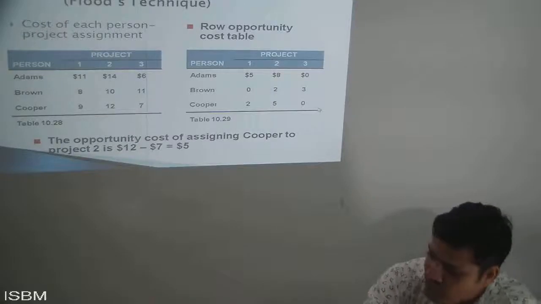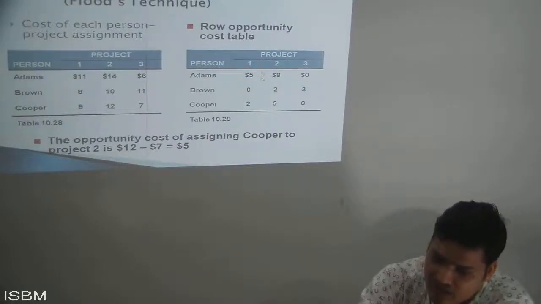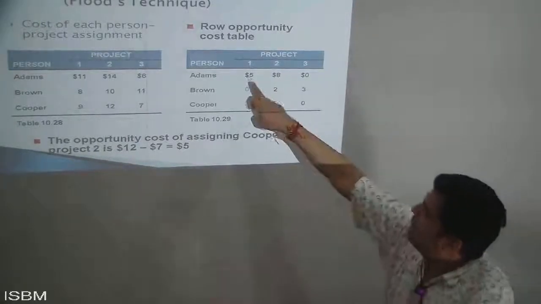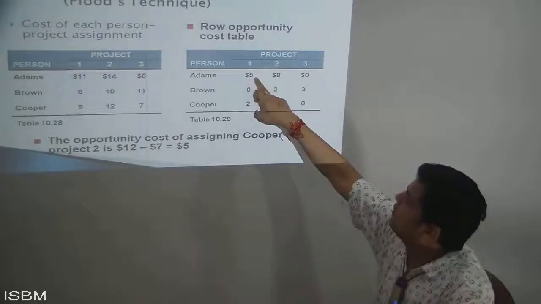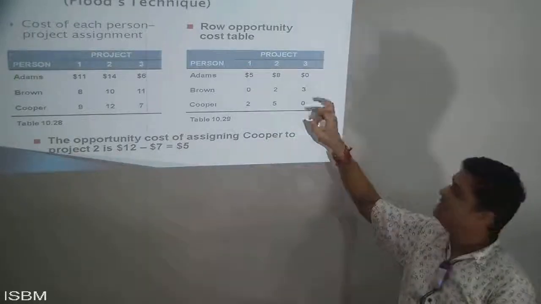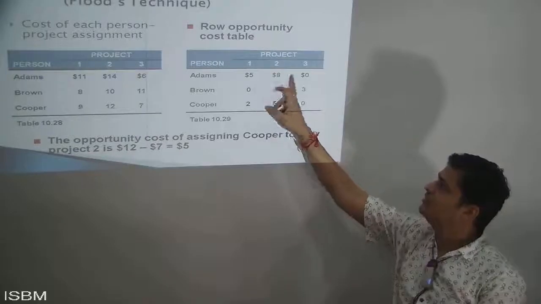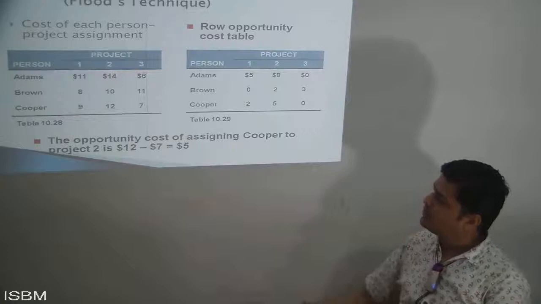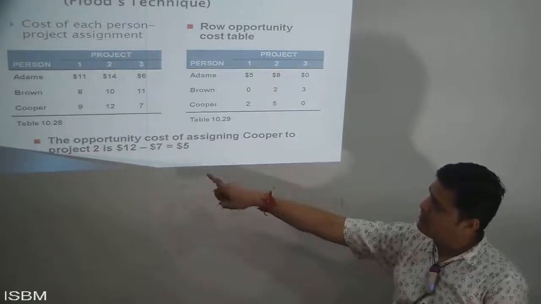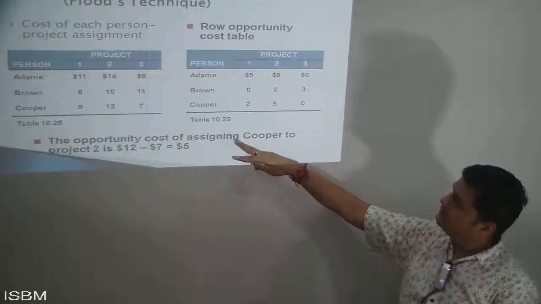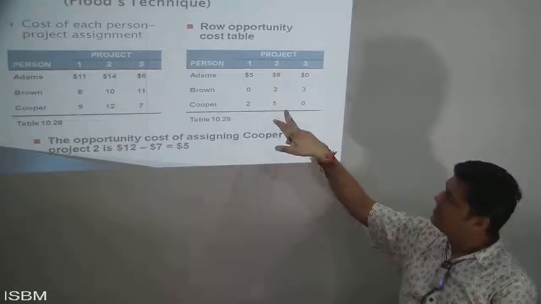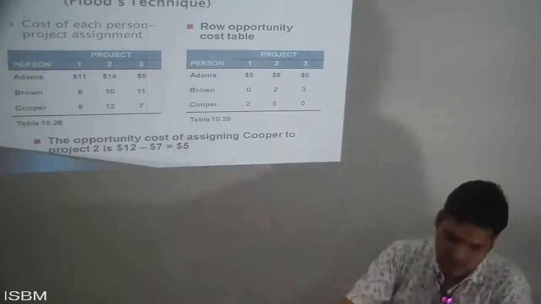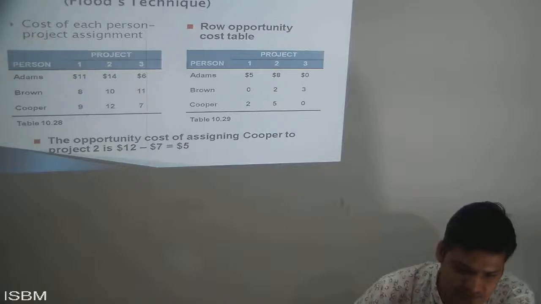We will get 3 zeros, but still we cannot cut, because to cut that particular row or column, we need the maximum number of zeros. So all the zeros will come, then we will cut that. The opportunity cost of assigning Cooper to project 2 is 12 minus 7, which is 5, which is shown over here.